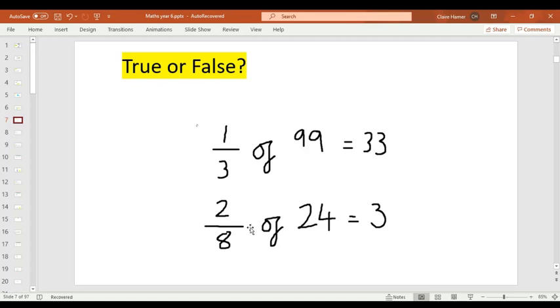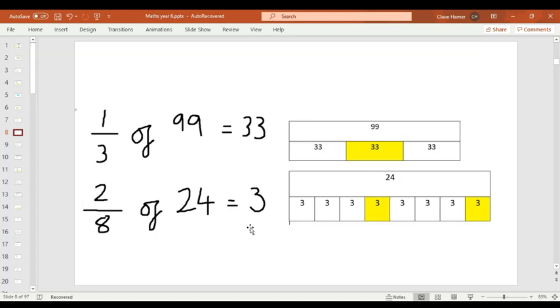Now, just to check, I've done some questions here. I've said that 1/3 of 99 is 33, and 2/8 of 24 is 3. Please tell me now if I've got them right or wrong, true or false. Pause the video and have a think. Okay, now I've done some bar models to check my workings. And I found that 1/3 of 99 is 33, because 99 divided by 3 is 33. And I times 33 by 1, because I only want one of the parts, so the answer is definitely 33.